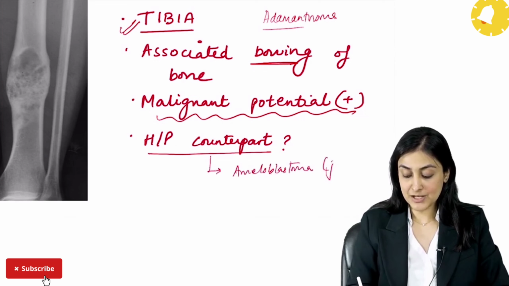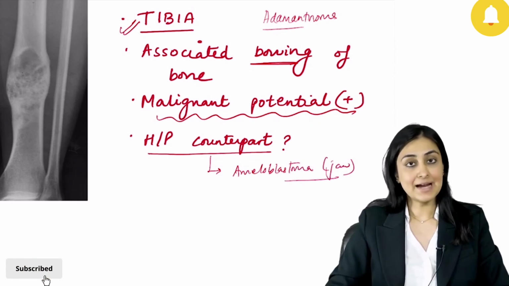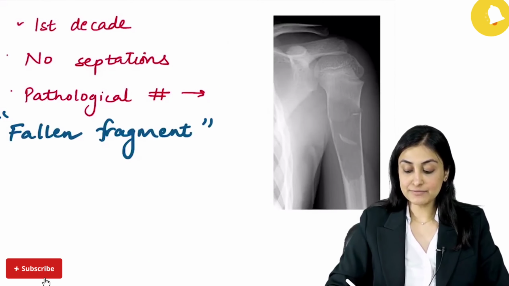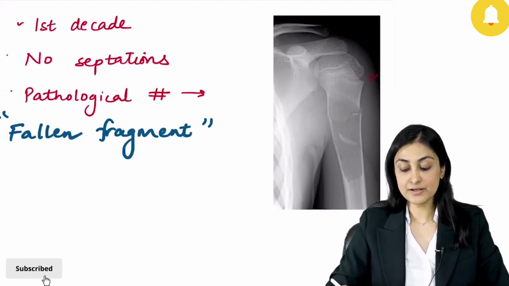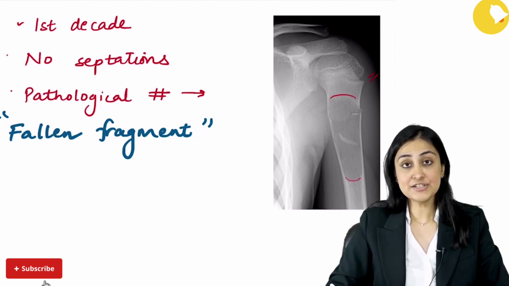Okay, so remember, ameloblastoma in the jaw will have the same histopathological features as in adamantinoma. Talking about metaphyseal tumors next. So here again a very typical example of where a proximal humeral end would be given to you, and you see this very well defined geographical lytic lesion.